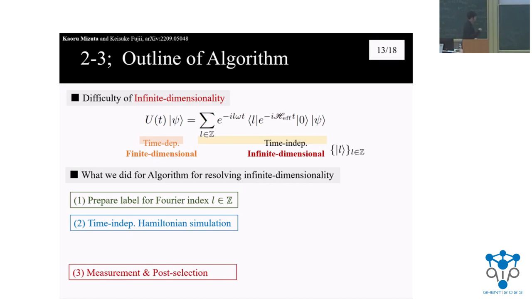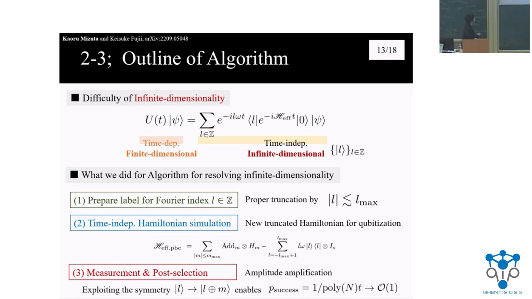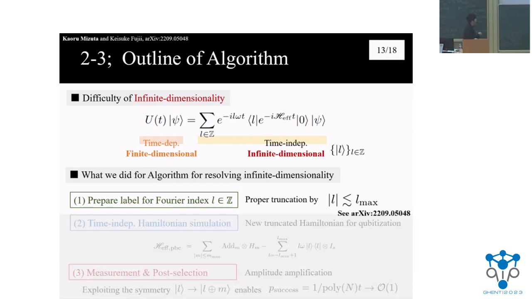Here, we show the list of what we did for the algorithms. First, we introduce a proper integer truncation for the Fourier indices, L max, and we also introduce a new truncated effective Hamiltonian for the qubitization technique. Finally, due to the infinite dimensionality, the success probability of post-selection is quite small, so we should amplify it up to 1. So we also developed a new amplitude amplification protocol exploiting the symmetry of time-periodic Hamiltonians to enhance it. Due to the restriction of time, we concentrate on the first step here.